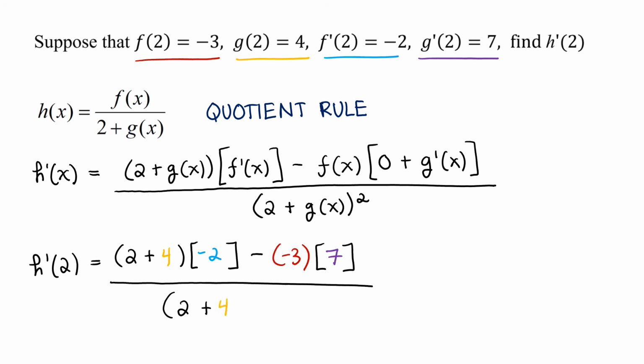So that's 4 squared. So 2 plus 4 times negative 2 gives us negative 12, plus 3 times 7 is 21, all over 2 plus 4, which is 6 squared, so 36. So we have 9 over 36, which simplifies to 1/4.